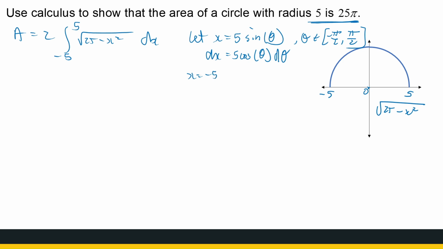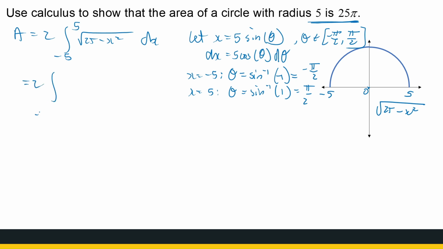So if x is minus 5, to find theta, it'll be arc sine of minus 5 over 5, so that's arc sine of minus 1, and that's minus pi over 2. If x is 5, theta is arc sine of 1, which is pi over 2. All right, we saw that earlier with the graph of arc sine. So we've got 2 times the integral from minus pi over 2 to pi over 2 of the square root of 25 minus 25 sine squared theta, times dx, which is 5 cos theta d theta.